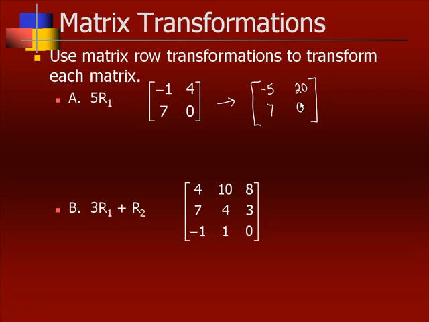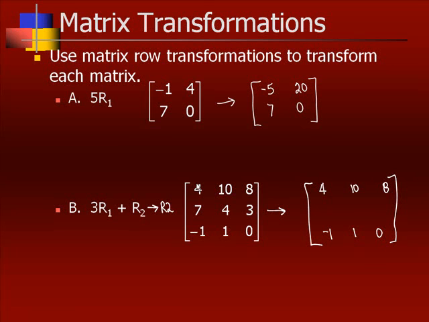Okay, now the second command says 3 times row 1 plus row 2. Well, if we're adding a multiple of another row to row 2, just remember, it's the new row 2 that's being changed. So when we come over here for our new matrix, row 1 does not change, row 3 does not change, we're only changing row 2. And the way it works is we're going to do 3 times each element in row 1 and add it to that element in row 2.